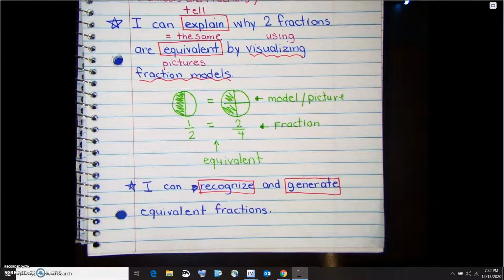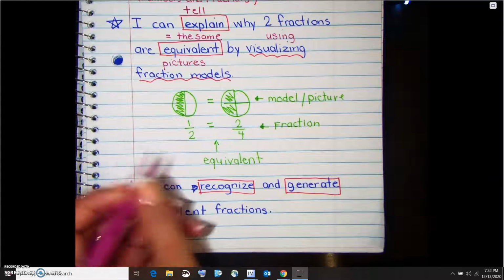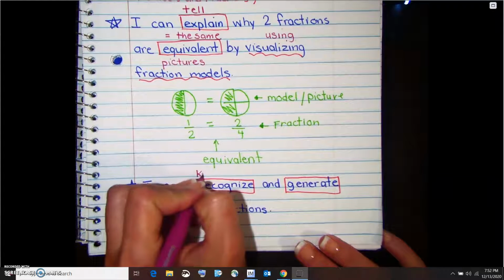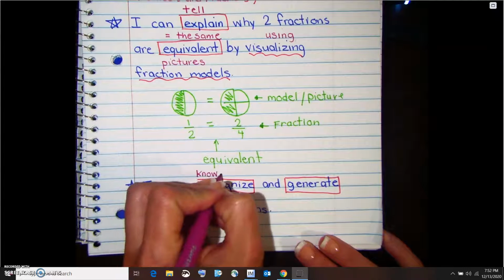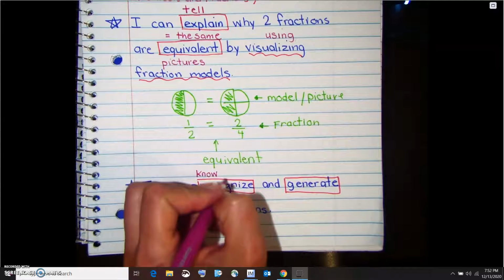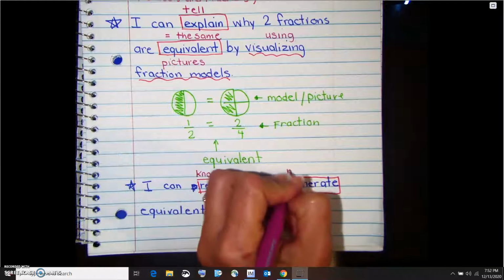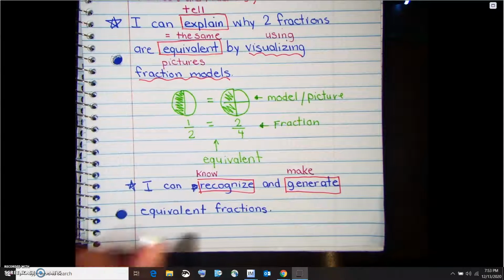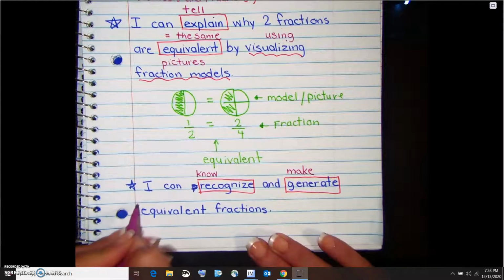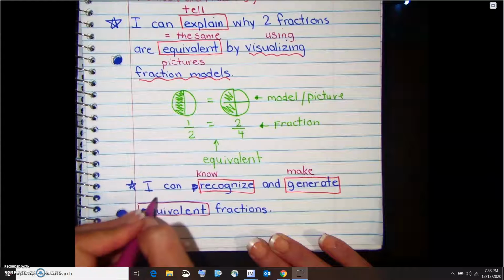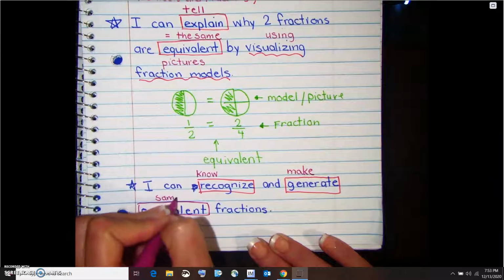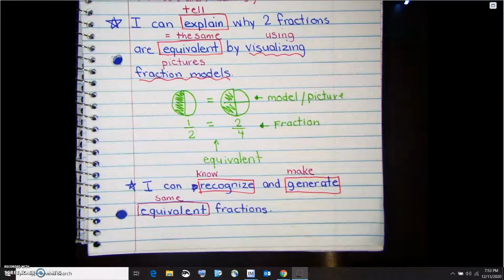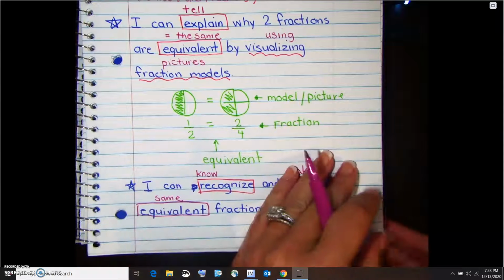Okay. So recognize, that means you know it. You can pick it out. When you recognize something, you know it. So you're going to be able to know and pick it out. And generate is make. When you generate something, you make it. So we're going to learn ways to make equivalent fractions. And remember, equivalent means the same. Okay, so pause the video if you need to write those down, and then we're going to do some examples. We're going to do examples with pictures, and then we're going to do examples with multiplication.